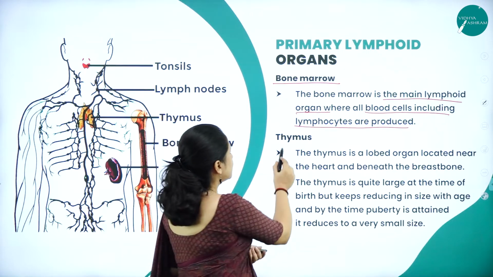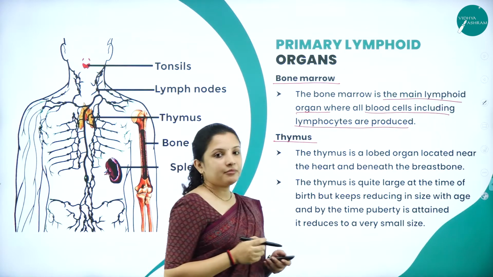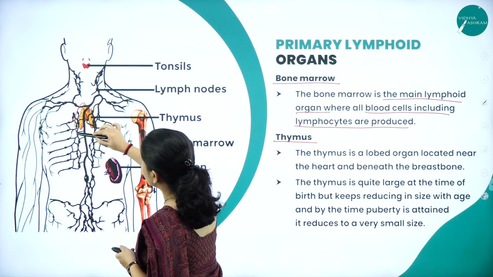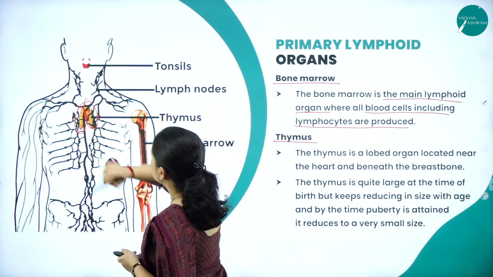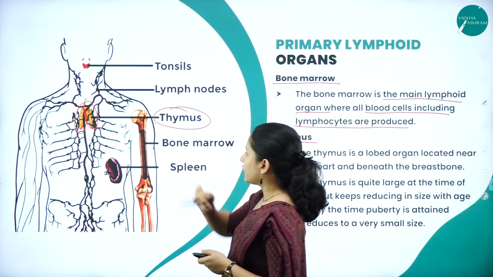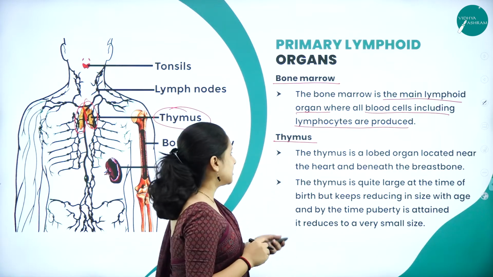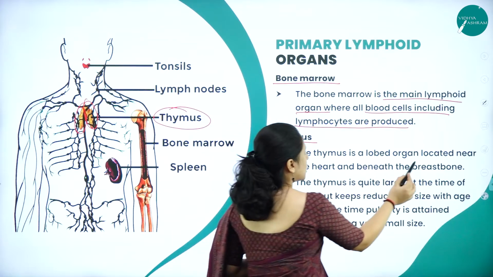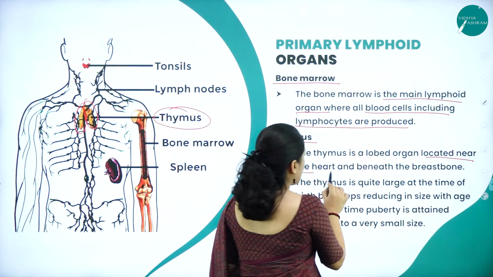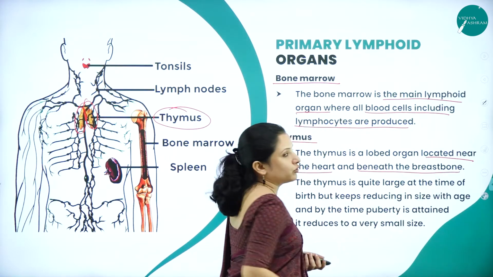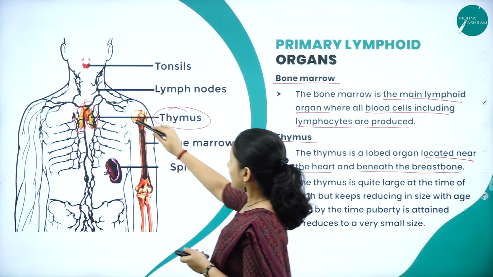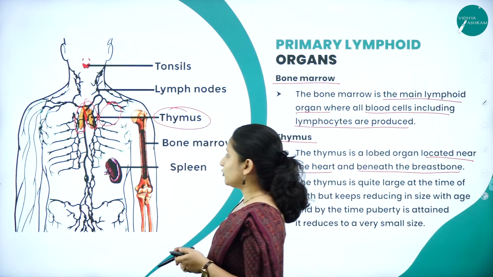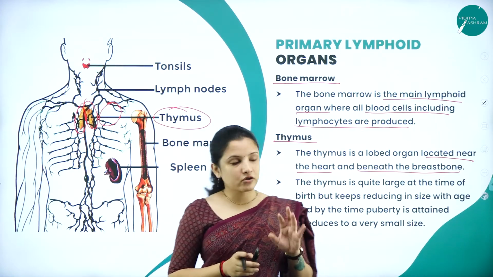The second one is the thymus. The thymus is a lobed organ. As you can see, it is made up of two lobes. This thymus is located near the heart and beneath the breastbone. If you can see here, it is located somewhere near the heart and near the breastbone, right? So that is the location of the thymus.